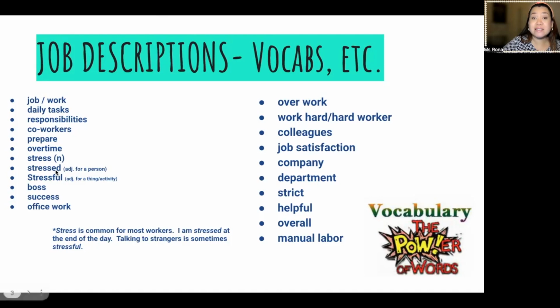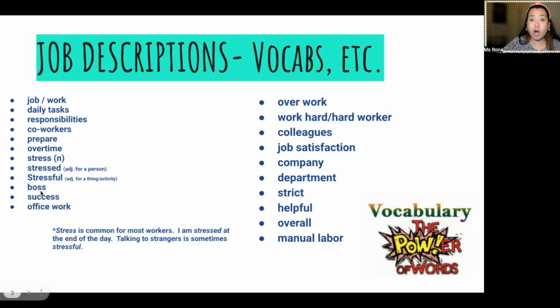Stressed. This is an adjective that describes a person. For example, I am stressed at the end of the day. So stressed is describing a person. Now, this one, stressful. This is an adjective that describes a thing or an activity. Talking to strangers is sometimes stressful. Or my job is very stressful, but I like it. So stress, stressed, and stressful.